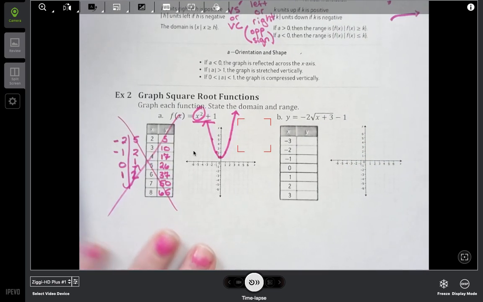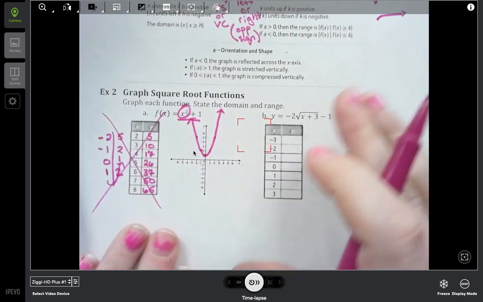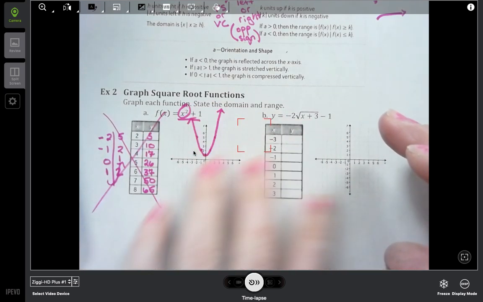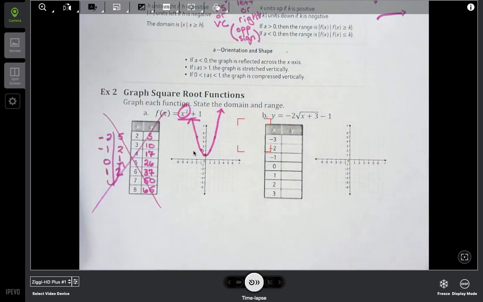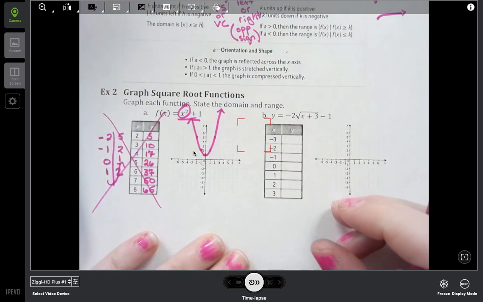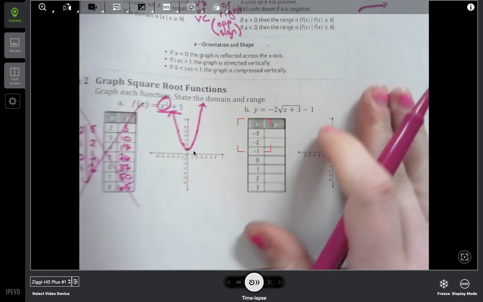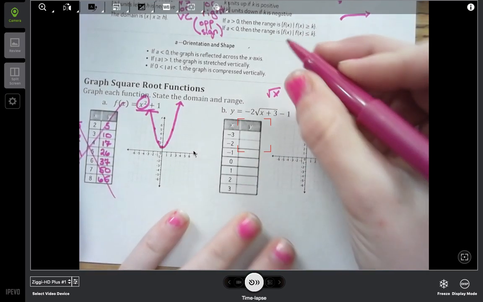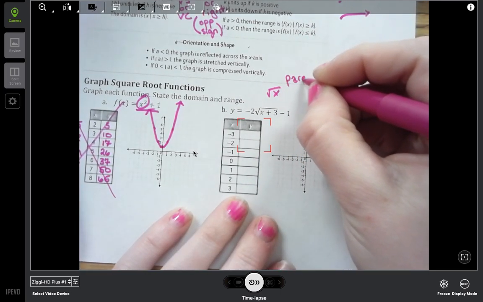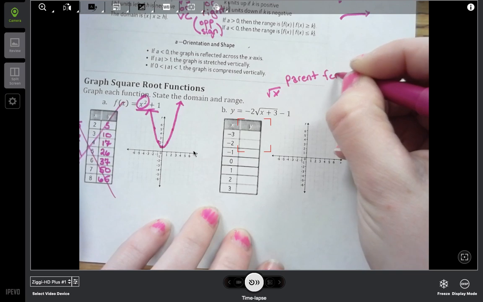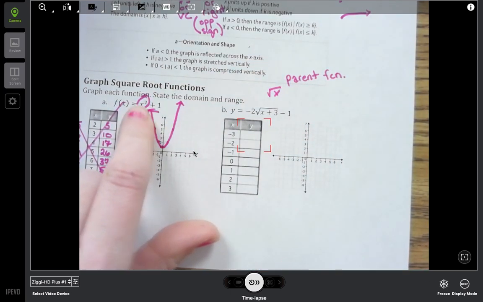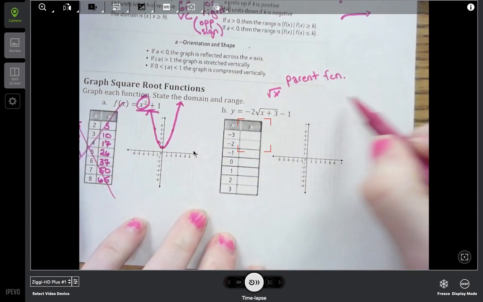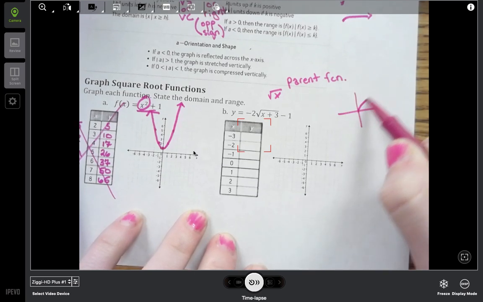So that's what we're going to do with this next function. We are going to bypass all of the yucky stuff, and we're going to just graph this thing, all right? So starting with the square root of x, because that's what's called the parent function. This one's parent function was x squared. This one's parent function is the square root. So we're dealing with a function that looks like this to start with.